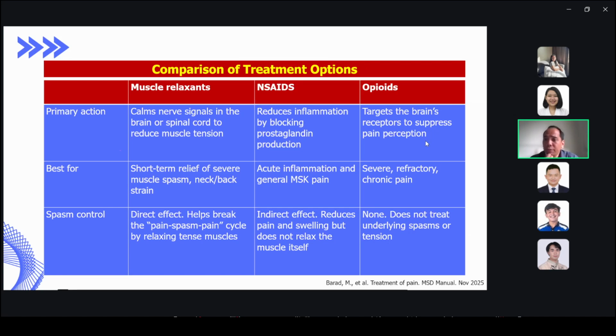So you have the morphine, the tramadol, mga analgesics, no? So it just targets the brain's receptors to suppress pain perception, especially for severe acute or chronic pain, but it does not have a direct control of the spasm.